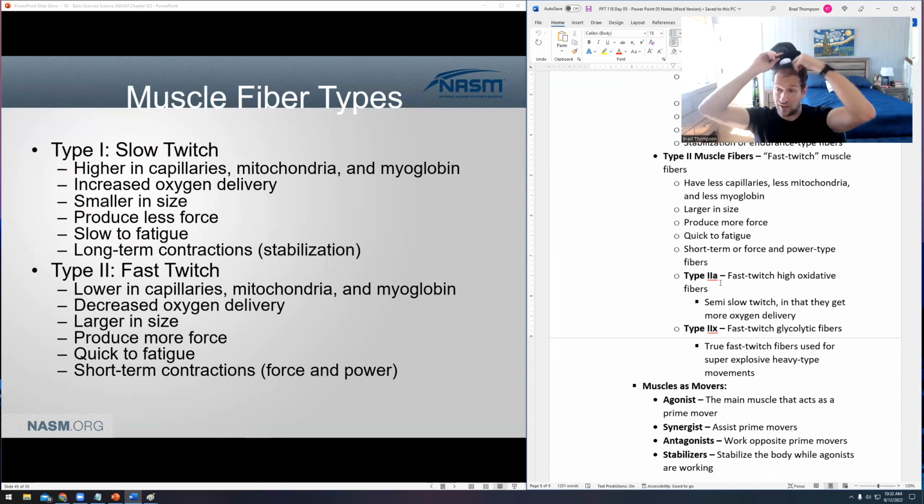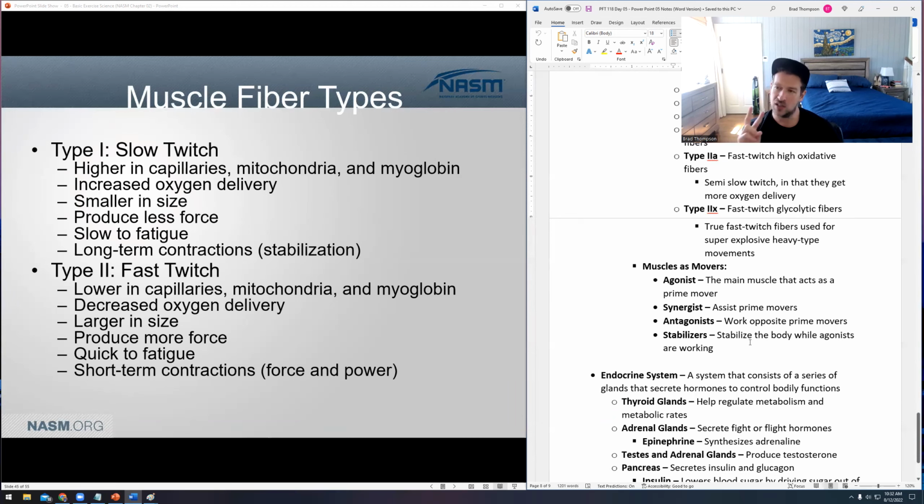So what do they have? They have way more fluid in their cell. That puffs up the cell, making it much larger. And then also there's going to be more proteins within that cell, puffing it up even bigger, making it even larger, right? So these produce a lot of force, but they are very quick to fatigue. They often cannot handle as many repetitions or as much time under tension. So these are your short-term power type muscle fibers, right?